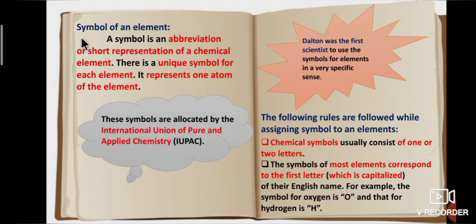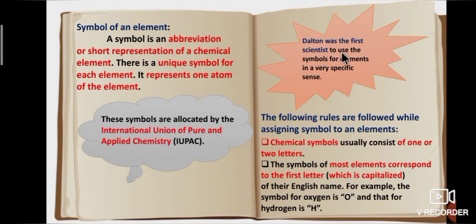Now we are going to study the symbol of an element. A symbol is an abbreviation or short representation of a chemical element. There is a unique symbol for each element. It represents one atom of the element. These symbols are allocated by the International Union of Pure and Applied Chemistry, that is IUPAC.